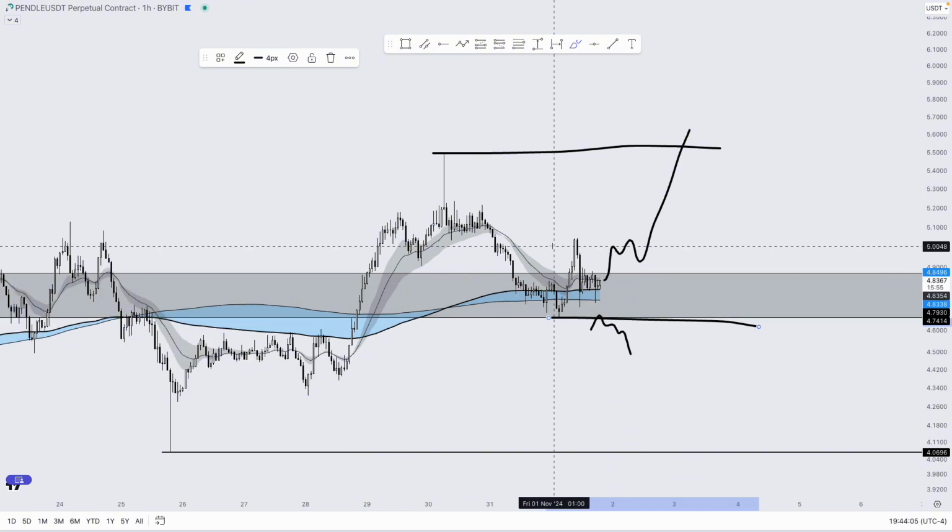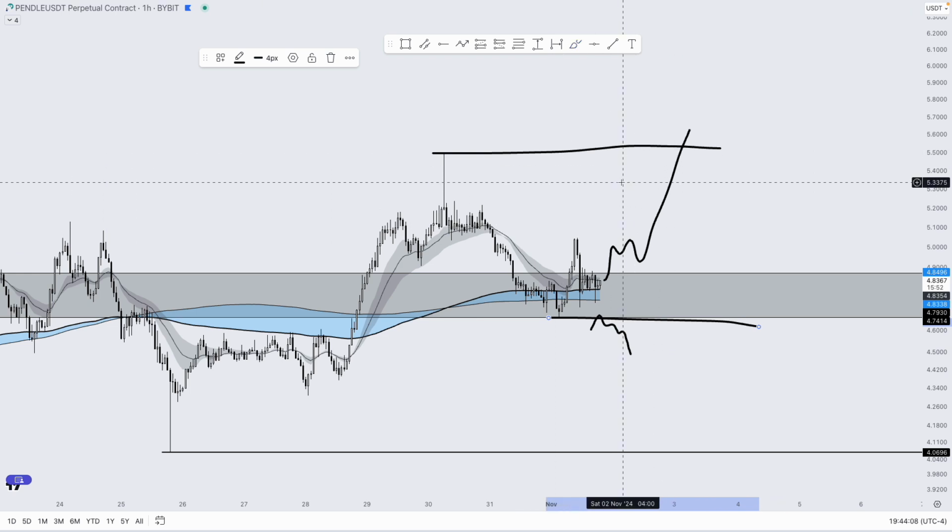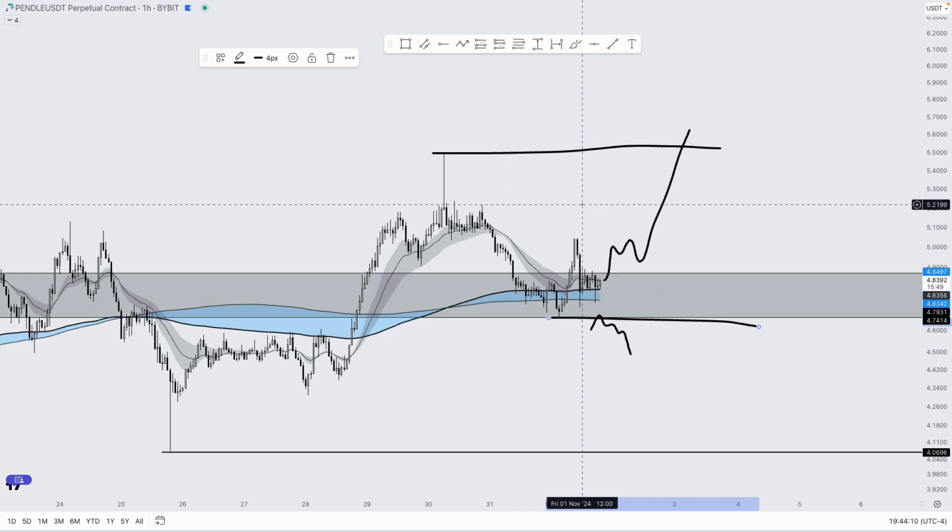Maybe over the weekend this runs, it has been showing some strength. So probably worth paying attention to, to be honest. One of the better looking altcoins.